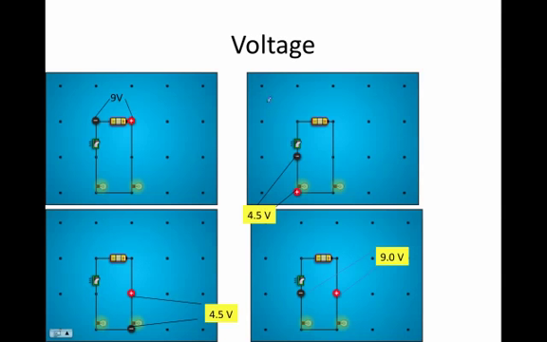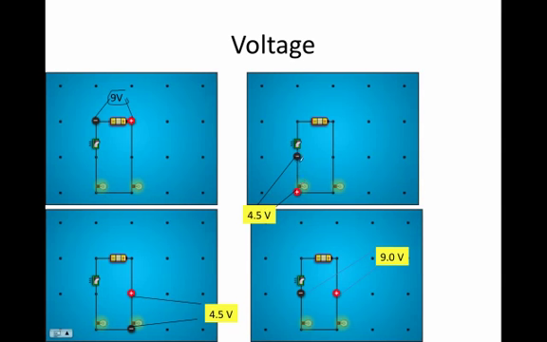Let's talk about voltage. Again, when you measure voltage, you have to make sure you're hooking it in parallel. So if we measure voltage across the battery, a 9-volt battery, we should have gotten 9 volts. Then we take our voltmeter and go to different spots along the circuit.